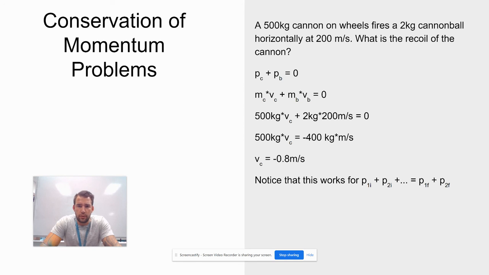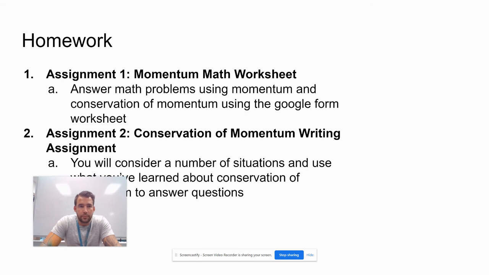If I plug this into the first equation, P1I plus P2I equals P1F plus P2F, I end up getting the correct answer. Again, this just shows you can use either equation. So 500 kilograms times 0 meters per second, since they're both stationary, plus 2 kilograms times 0 meters per second, 0, equals 500 times negative 0.8 meters per second plus 2 times 200.